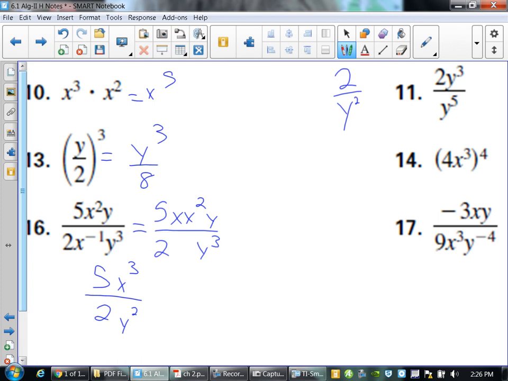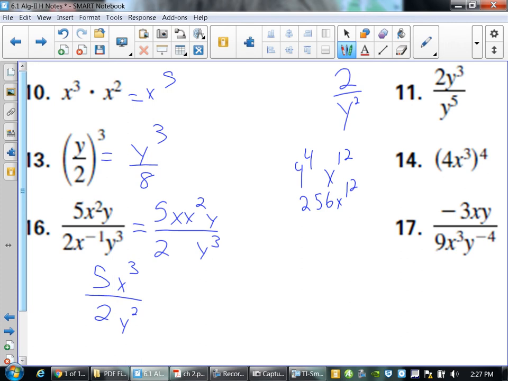The next one, you have the quantity 4x cubed, which means everything inside the parentheses, not cubed, sorry, to the 4th. So you have 4 to the 4th, and x to the 12th, which is 256 x to the 12th. I gotta know what to do with 4 to the 4th. Well, break it down. 4 squared is what? 16, so 16 squared.